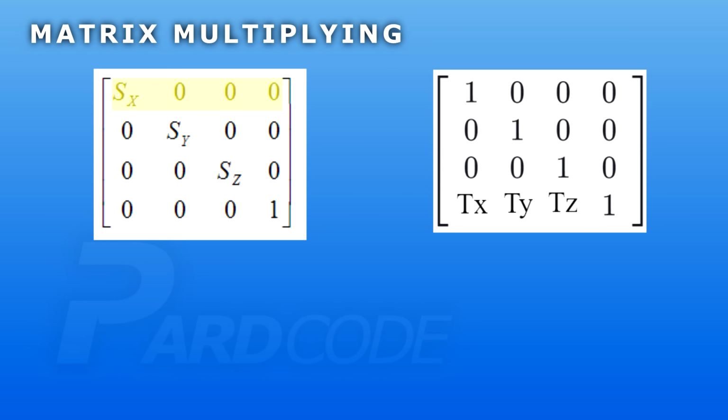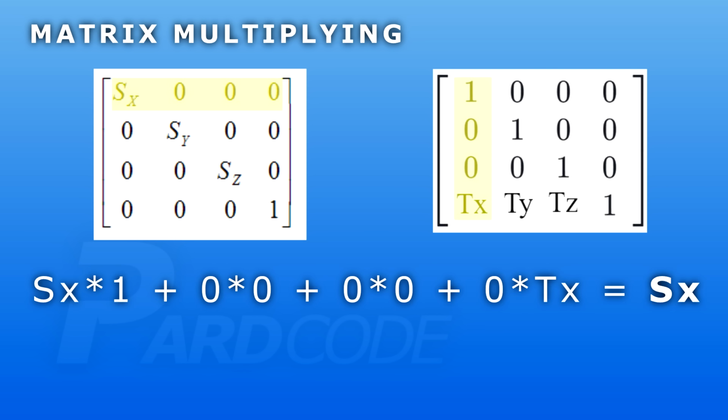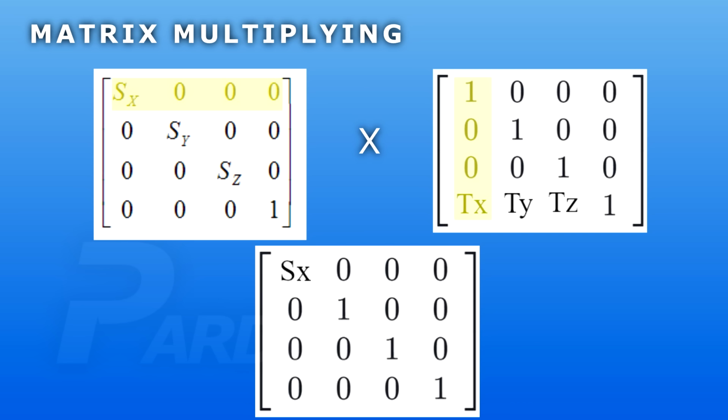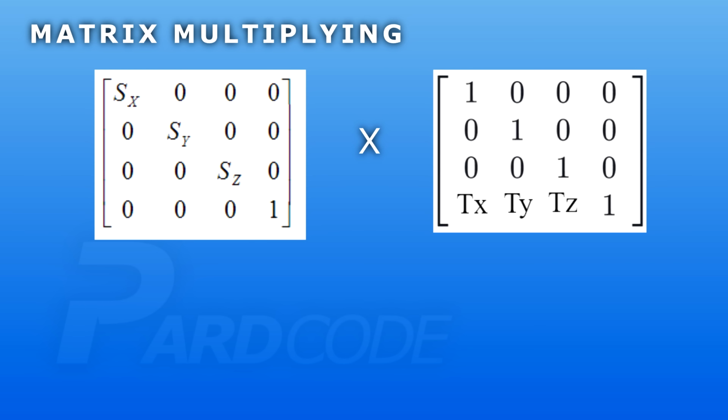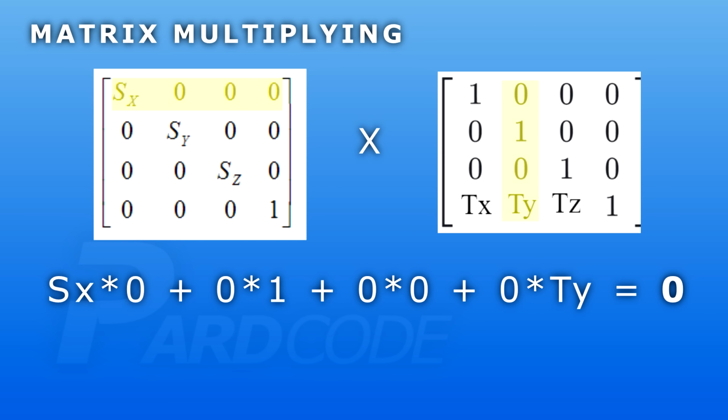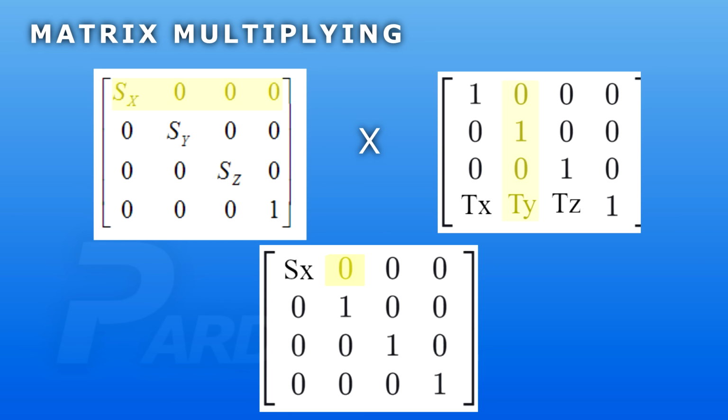It's a process that starts by taking the first row of the first matrix and the first column of the second matrix. Then we have to multiply the first element of the row with the first element of the column, then sum it with the multiplication between the second element of the row and the second element of the column, and so on. The result is placed in the cell indicated by the intersection between the row and the column, in this case the cell at first row and first column. In the same way, we will do this between the first row and the second column, and we will place the result in the cell at first row and second column, and so on.